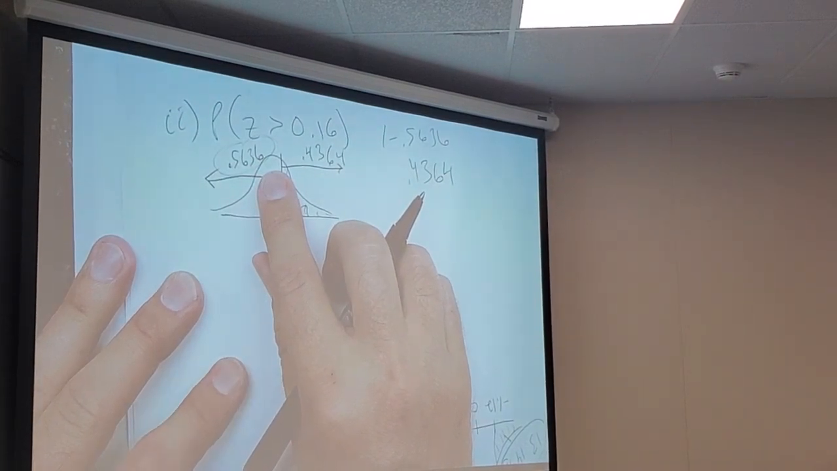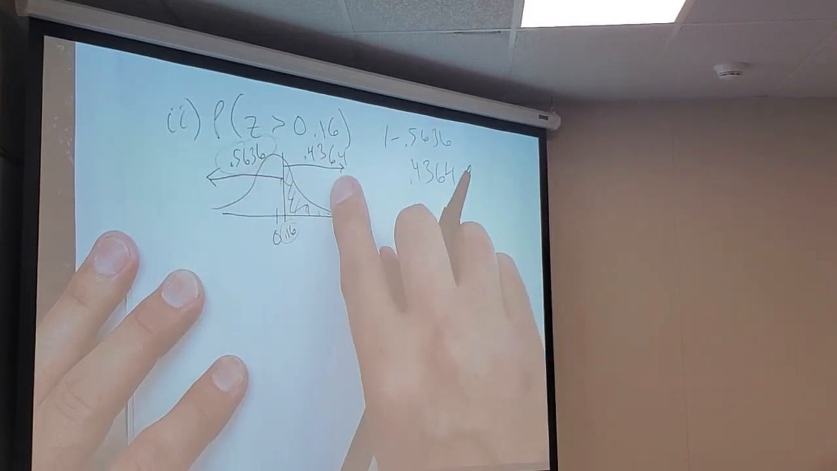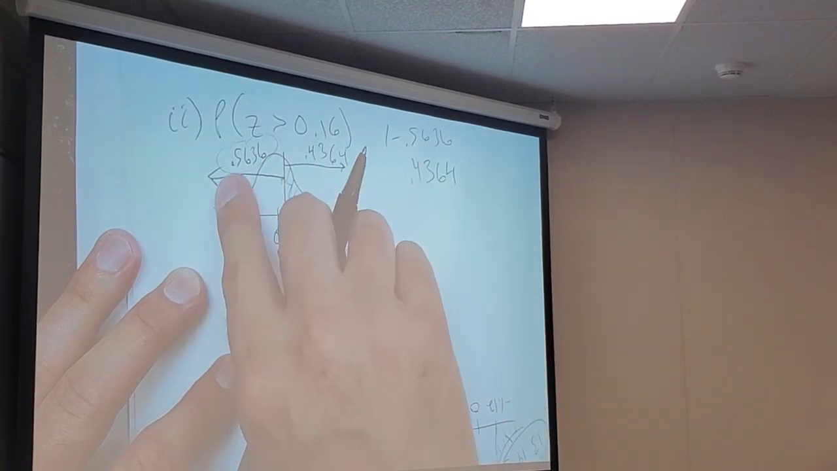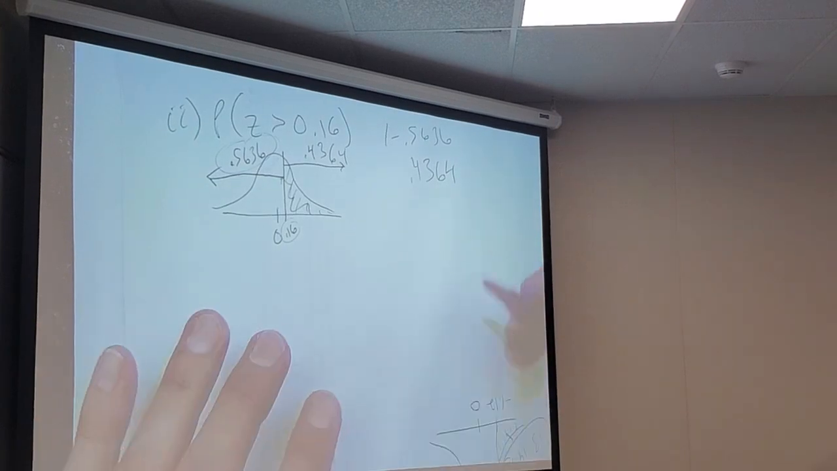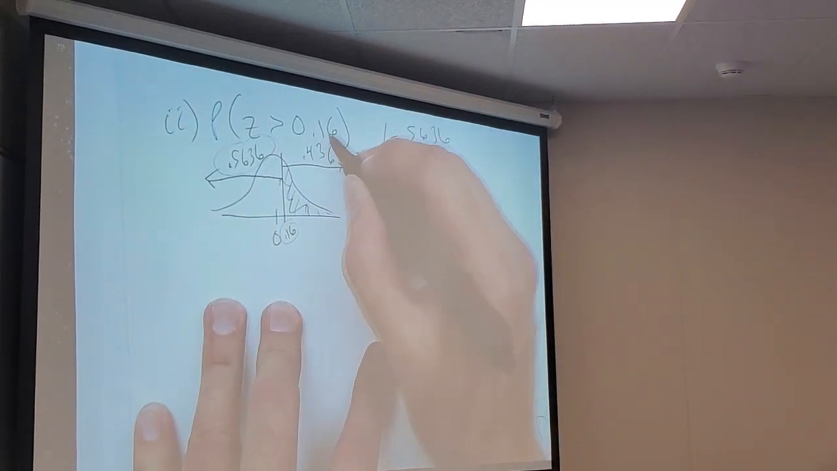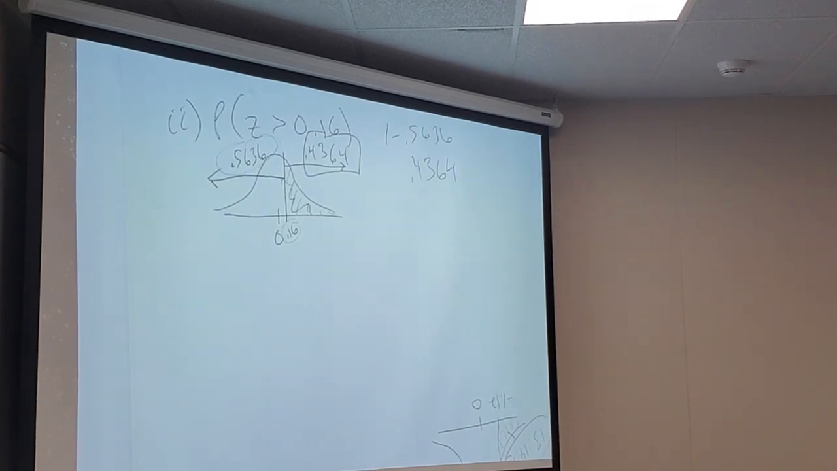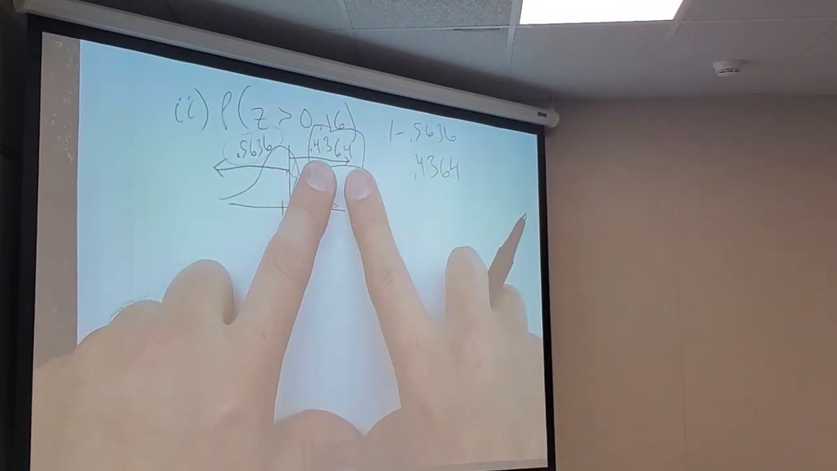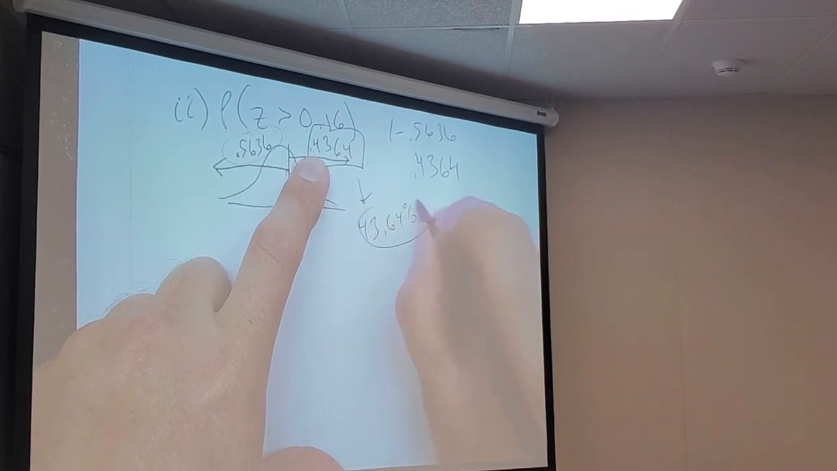Okay, I can see in some of your eyes you're not, but nobody's saying that. If that side's 5636, the other side must be the rest. One minus that. Now let me see, do you see how that problem's done? And if you're gonna do this for homework, you better box that off so I know what the answer is, right? So the answer is 4364, and if you want to, you can make it 43.64%.